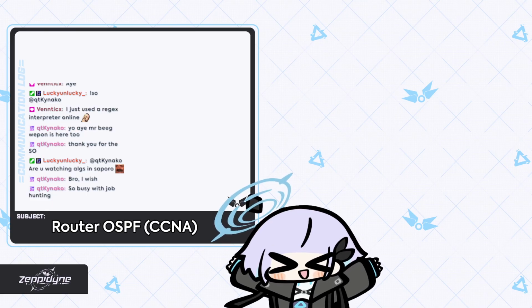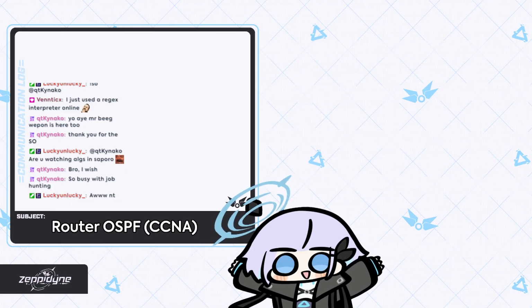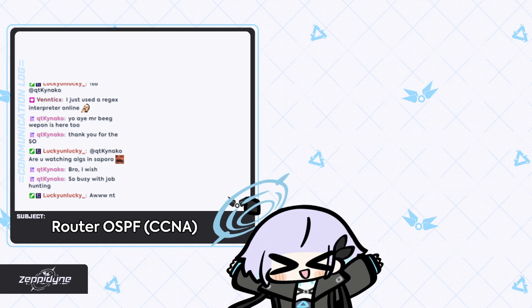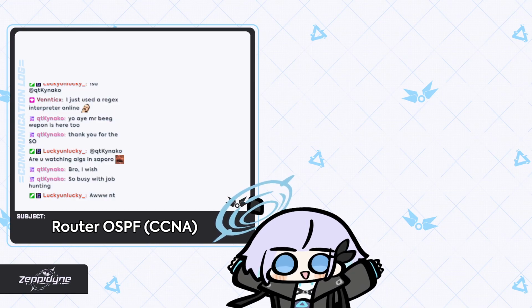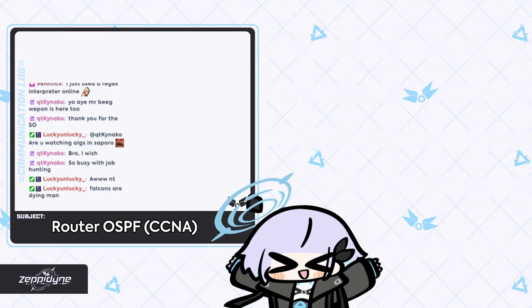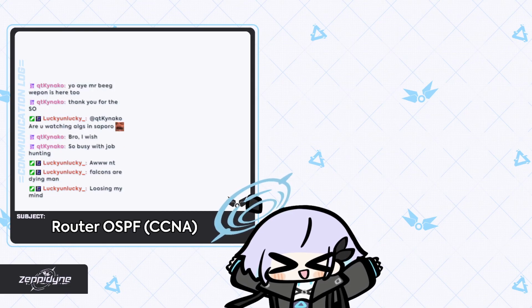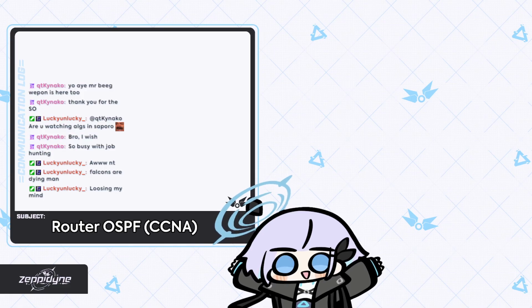Just use a regex interpreter. I don't even know. God. I have to do everything from scratch. Like we're doing it in a Linux CLI or a Linux terminal. It's hell. I wonder if I'll use it in a real life situation though. Probably not. Dang. Yeah.